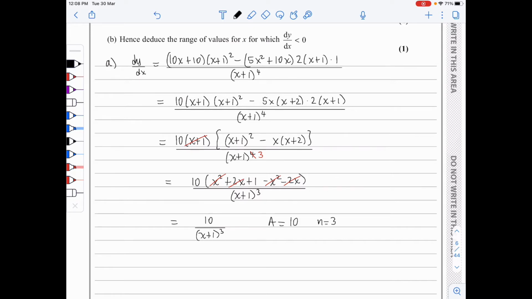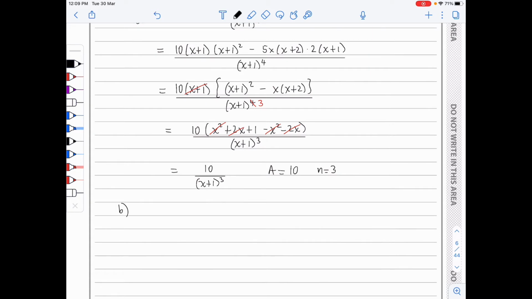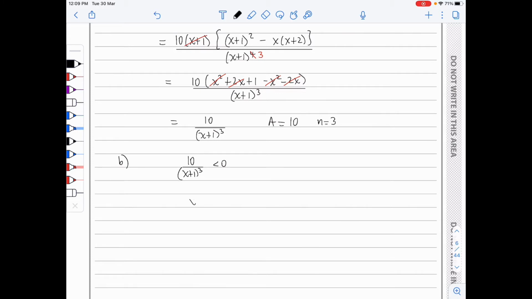Hence, deduce the range of values of x for which dy/dx is less than 0. So we want 10 over (x plus 1) cubed to be less than 0. Now, 10 is obviously positive. The only way for the whole left-hand side to be negative is for (x plus 1) all cubed to be negative. And this will be negative if x plus 1 is negative, so x is less than minus 1.